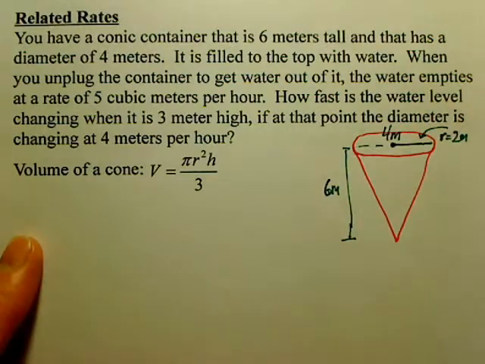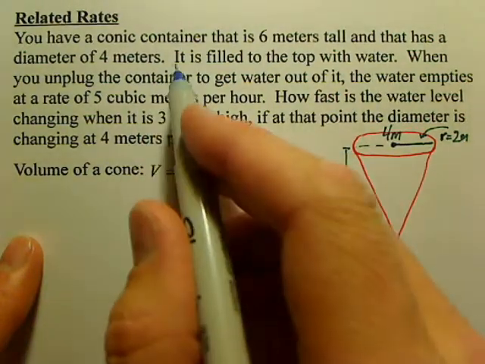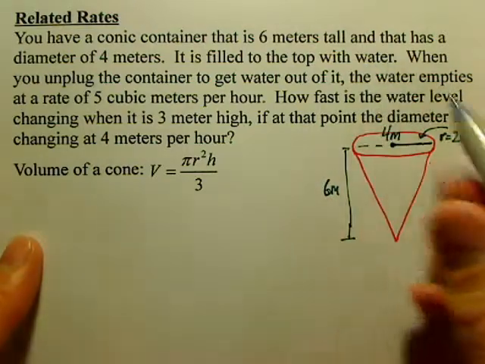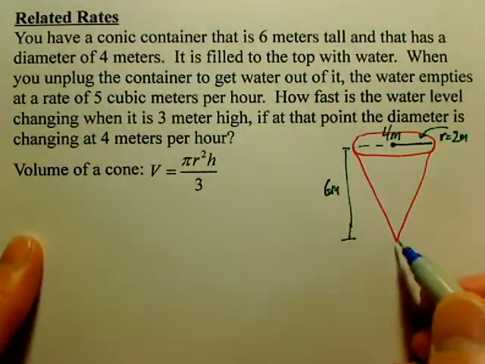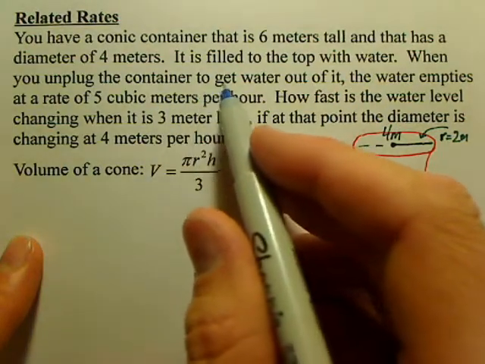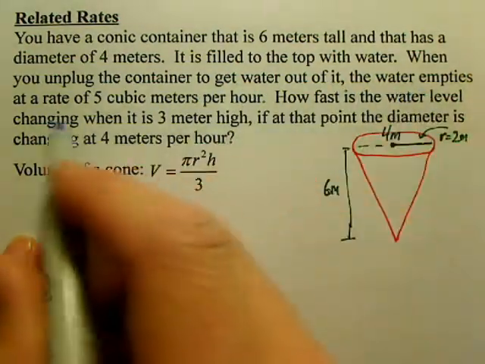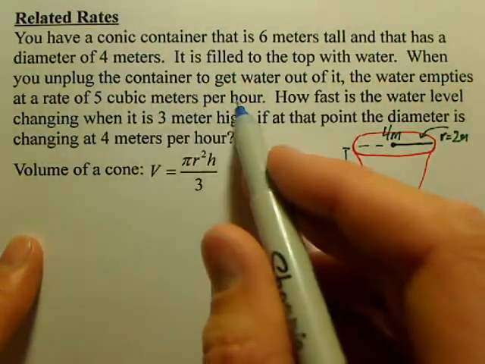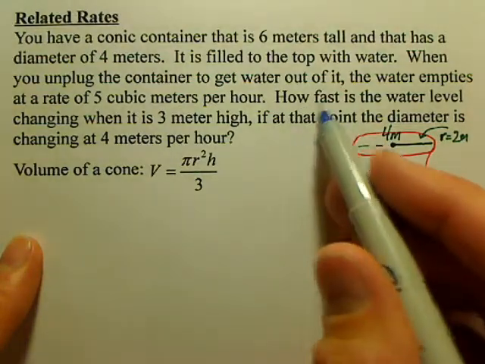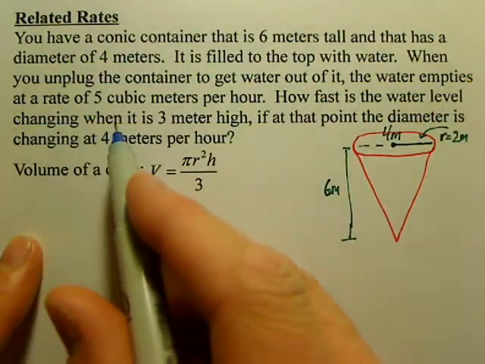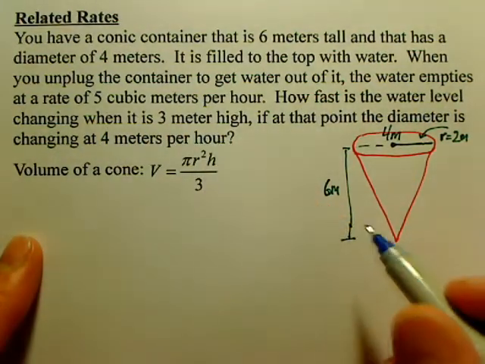All right, let's keep going. It is filled to the top with water. Ooh, that's a lot of water. When you unplug the container, so we're going to unplug it down here, to get water out of it, the water empties at 5 cubic meters per hour. So water is going to drain out of this at 5 cubic meters per hour. All right, makes sense. How fast is the water level changing when it is 3 meters high?